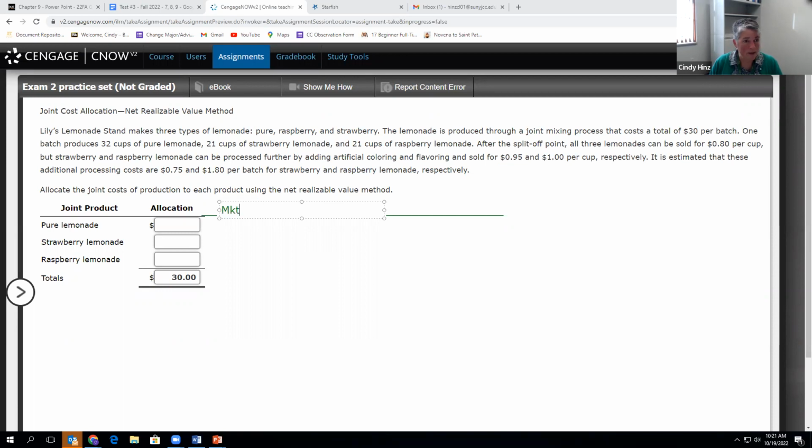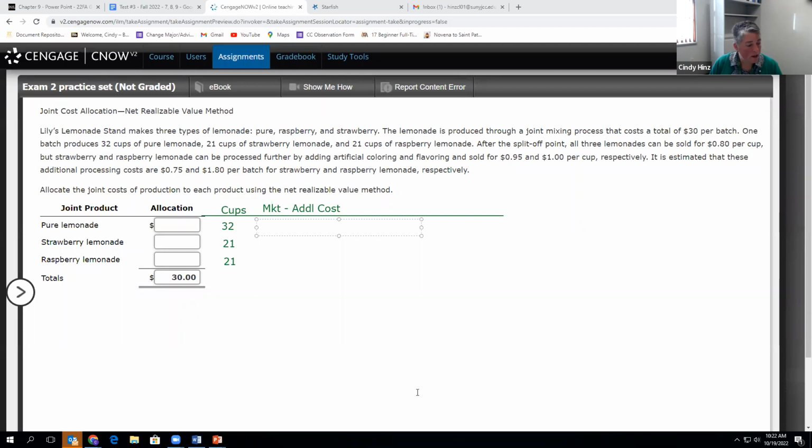So the market price, let me put in the cups first, the cups per batch that we are told. So the cups are 32 of pure lemonade, 21 of strawberry, and 21 of raspberry. And the market price per cup, I'm just going to combine this into one column. Market price minus additional cost. Like that. So I can do this in one less step.